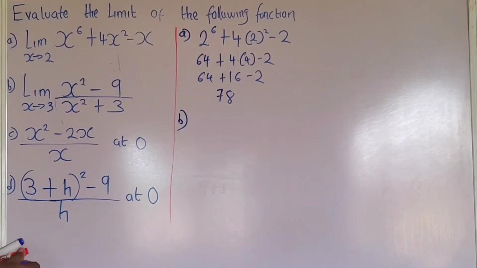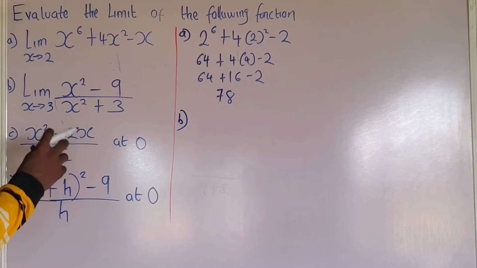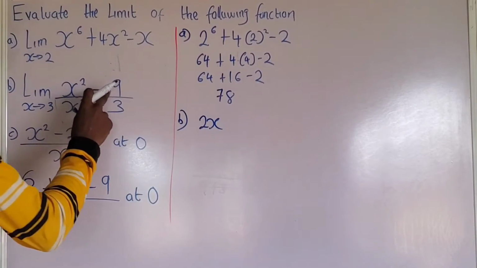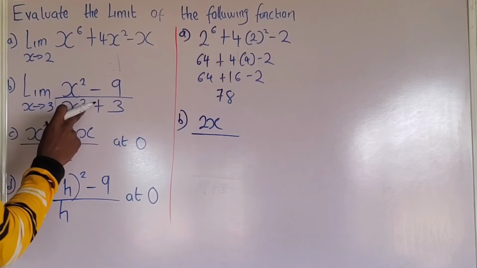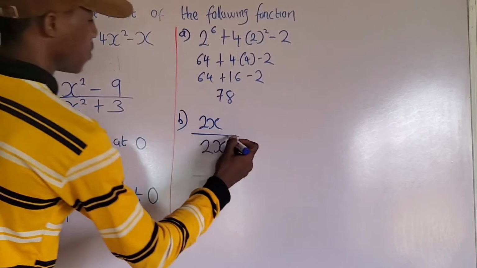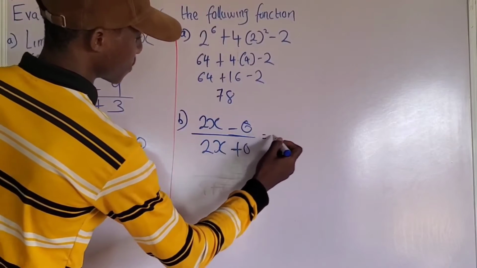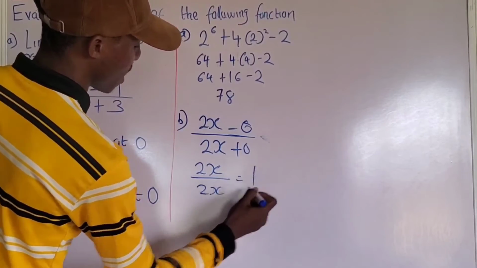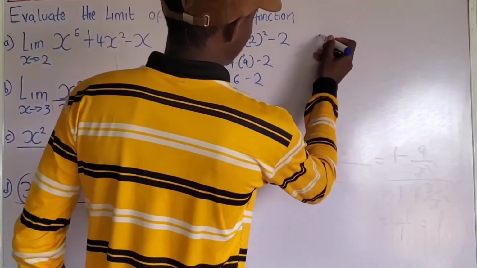According to L'Hospital's rule, we have to differentiate the numerator and the denominator of this function individually. So I'm going to differentiate x squared minus 9 and x squared plus 3. I'm going to have 2x. If you differentiate negative 9, you're going to have 0. So I'm going to have 2x all over. Now, if you differentiate x squared, I'm going to have 2x as well. You understand? And if you differentiate plus 3, you're going to have 0. That will be 2x all over 2x, which is what? 1. Do you understand? Let's proceed to question C.